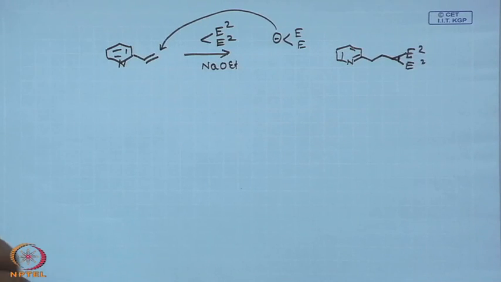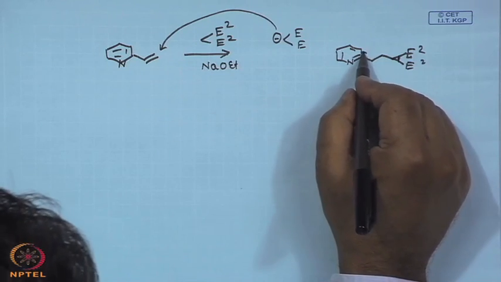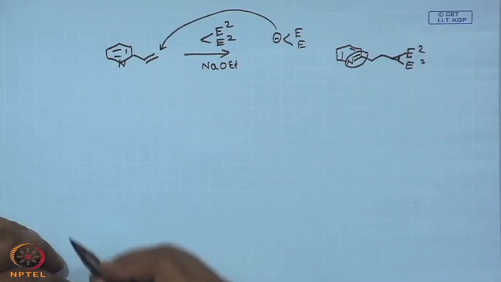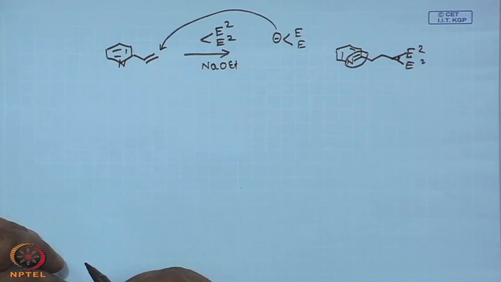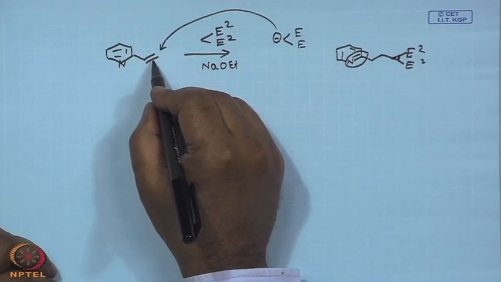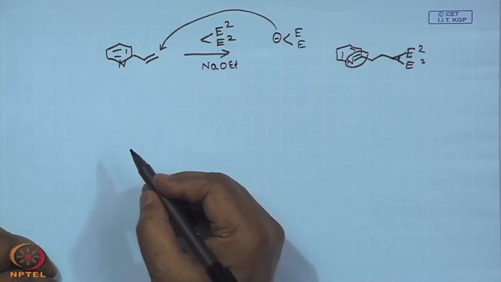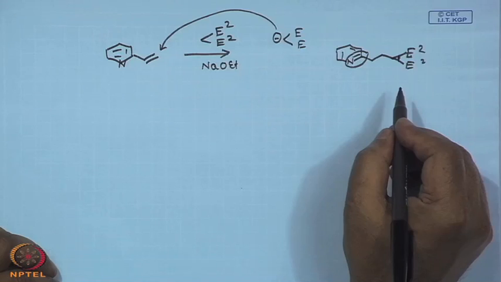So, how did I visualize this Michael addition? How did you expect this Michael addition? Because this carbon double bonded nitrogen has strong resemblance to a carbonyl group. That means pyridine also has some resemblance with the carbonyl group, and because of this imine function, the adjacent alpha beta unsaturated double bond also is becoming electron deficient. So, the Michael addition is permitted.